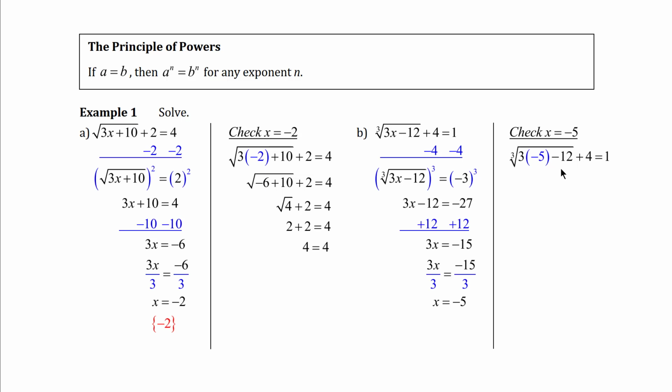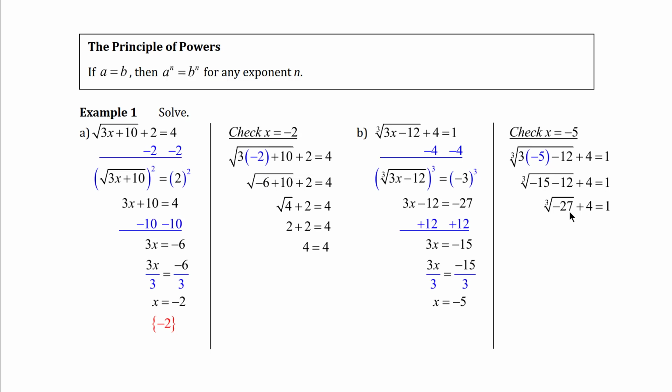Next, we simplify. 3 times negative 5 is negative 15, and we bring down all the other terms. So we have the cube root of negative 15 minus 12 plus 4 equals 1. Next, we have negative 15 minus 12, which is negative 27. So we have the cube root of negative 27 plus 4 equals 1.